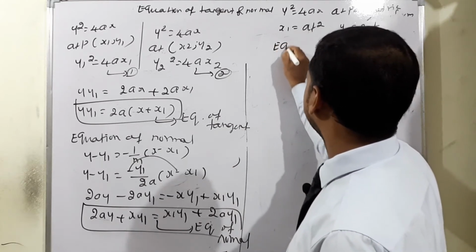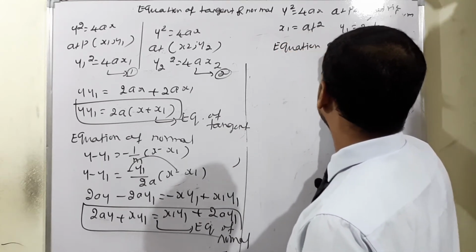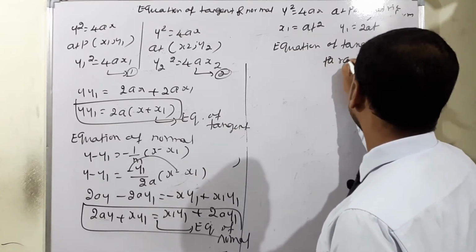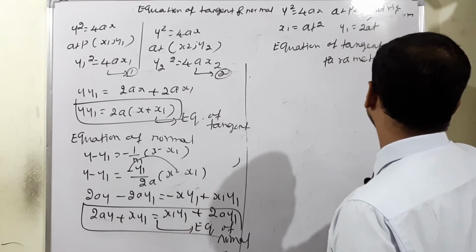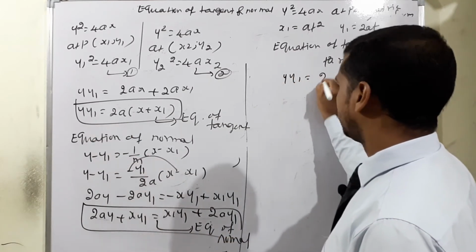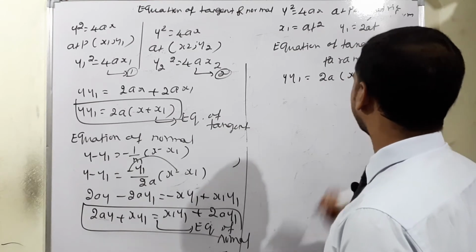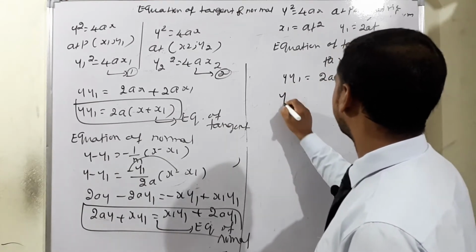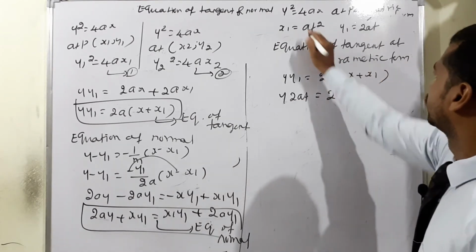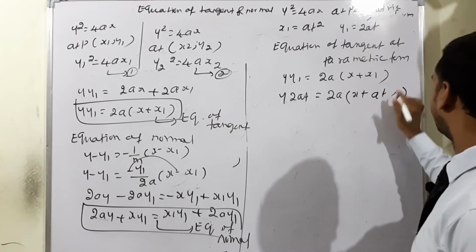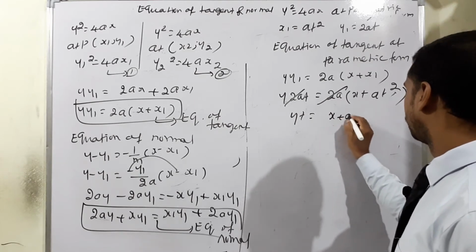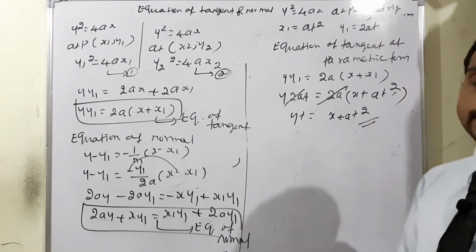Now, equation of tangent in parametric form. So parametric form, what is the meaning of equation of tangent? y y1 is equal to 2a into x plus x1. Instead of y1 we can write it 2at. So y into 2at is equal to again 2a into x plus x1, means at square. Now look at the 2a cancel, means yt is equal to x plus at square. This is the equation of tangent in parametric form.